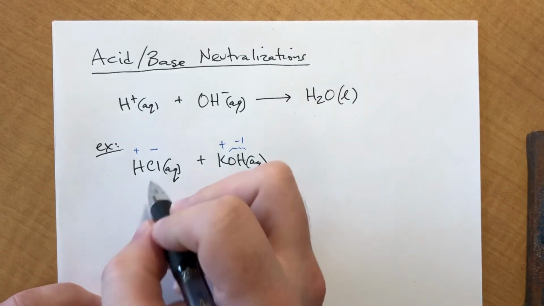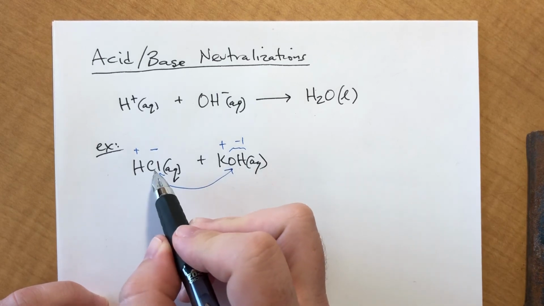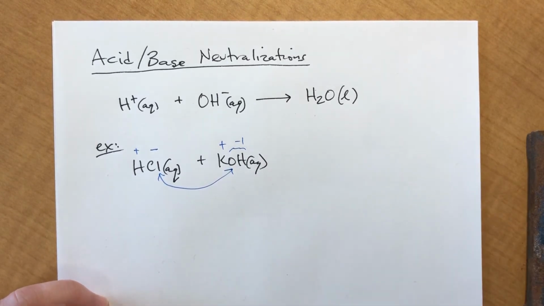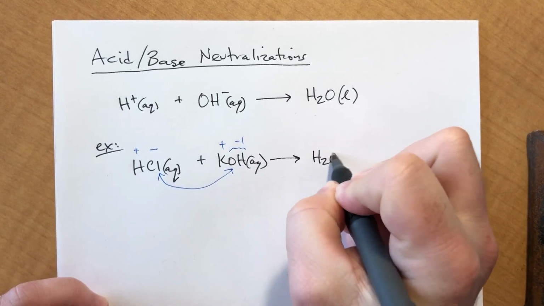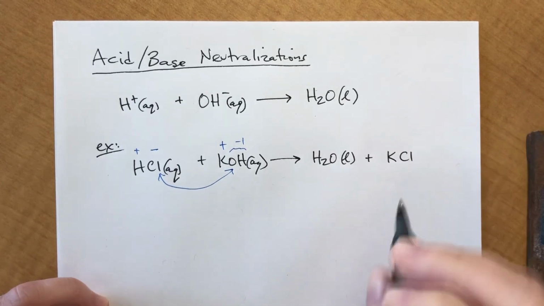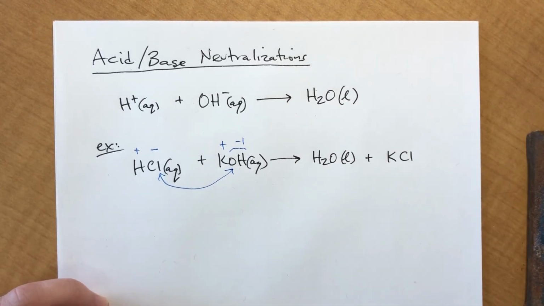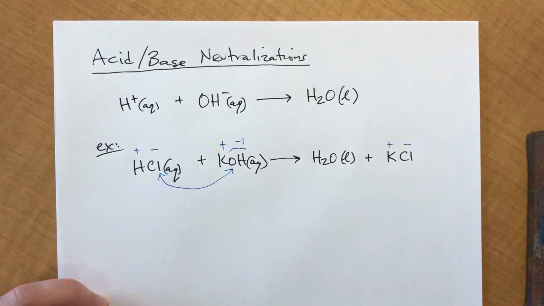Okay, we switch the negatives. So K and Cl are going to end up together, but H and OH are going to come together to make water. So I'm just going to write it as water. And then we end up with K with Cl. Okay, K was +1, Cl was -1. We don't need any subscripts right here.